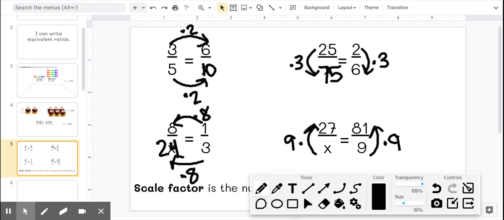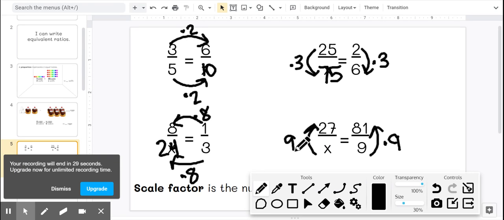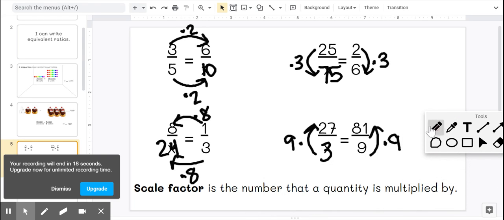This one's silly. If we follow the arrows, we have to figure out what we started with. So what number times 9 is 27? If I can't think of it, I can also go from top to bottom and then change this to division. 27 divided by 9 is 3. Or 3 times 9 is 27. Also to note, the number that I'm multiplying by is called my scale factor.